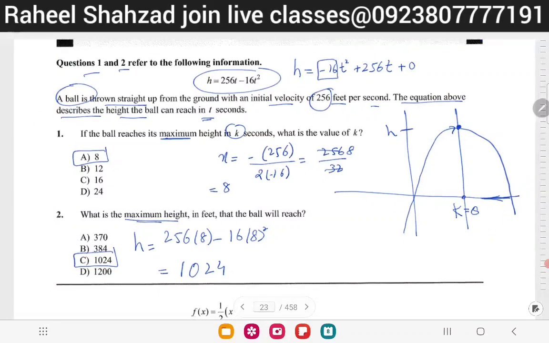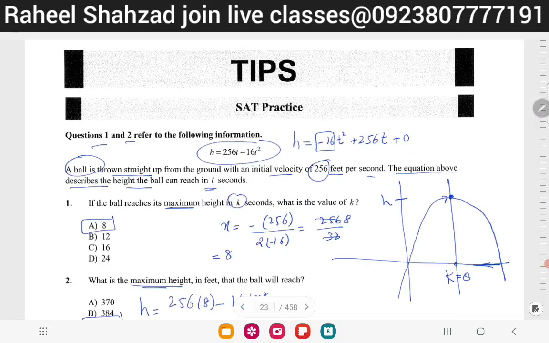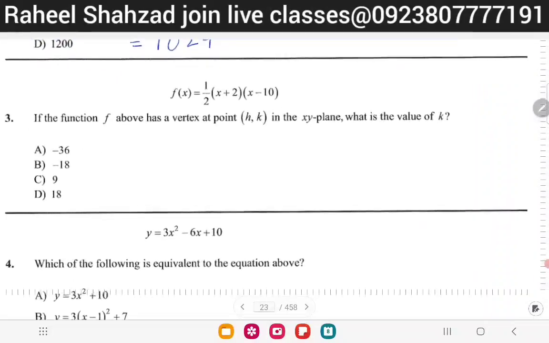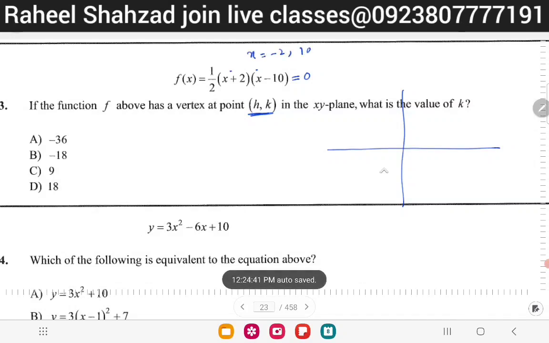Okay. Next part says, okay, now this is in factored form. If the function above has vertex h and k in the xy plane, what is the value of k? It is recommended you draw a rough sketch of it. Okay, so h and k. Now you see the leading coefficient of x square would be positive, and if you write its corresponding equation and put it equal to 0, we have two values of x, that is equal to minus 2 and 10.